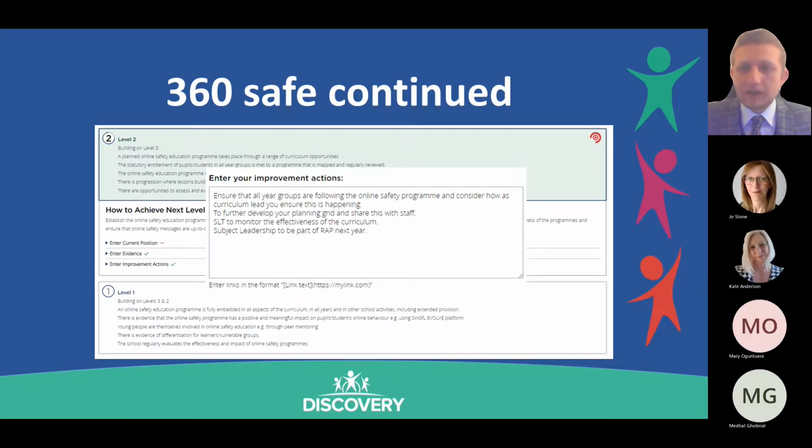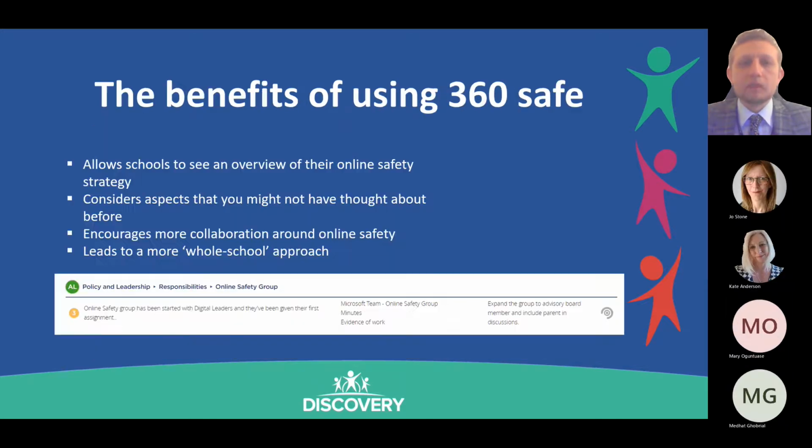So moving on in terms of the benefits of using it, I just wanted to talk about some of the benefits we found from using the self-review tool in our trust. What I really like about it is it allows us to see a complete overview of all the aspects that make up the online safety strategy.